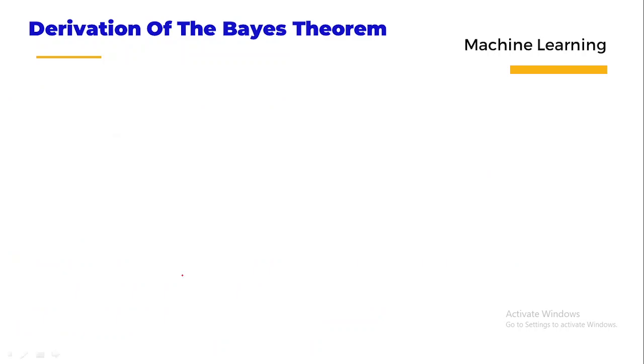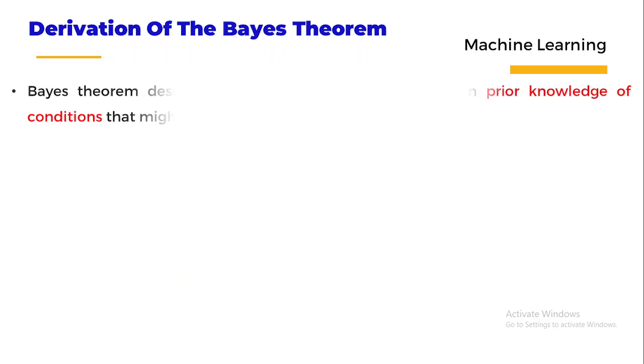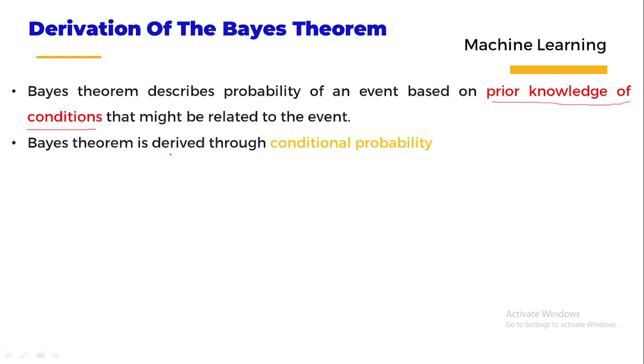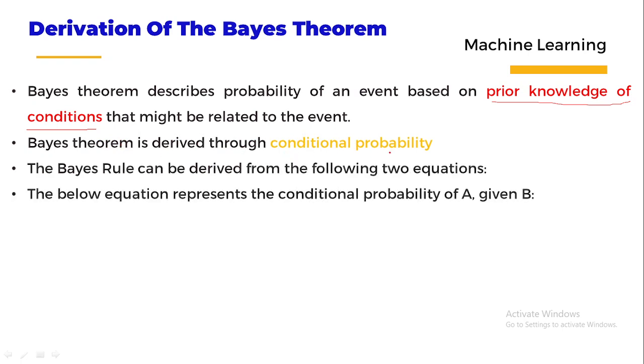Now we will see how this Bayes theorem is derived from the conditional probability. This Bayes theorem was given by Thomas Bayes, a British mathematician, in 1763. The Bayes theorem describes the probability of an event based on prior knowledge of conditions that might be related to the event. The Bayes theorem is derived through the conditional probability formula, and the Bayes rule can be derived from the following two equations.